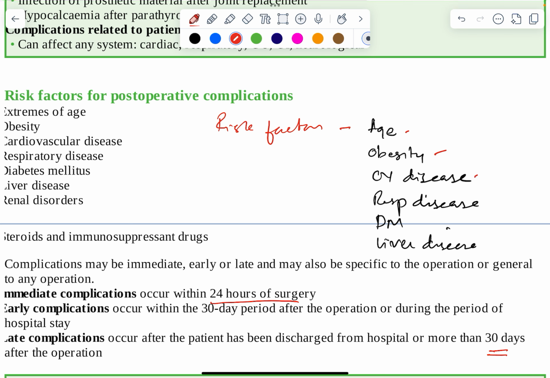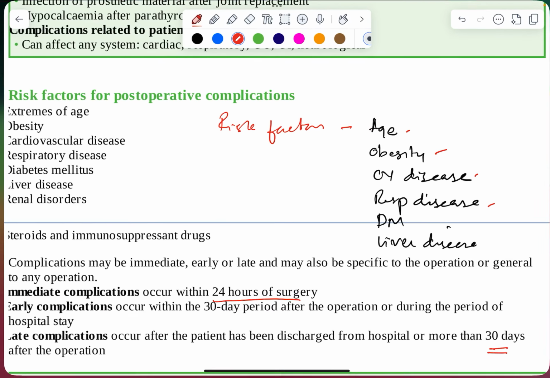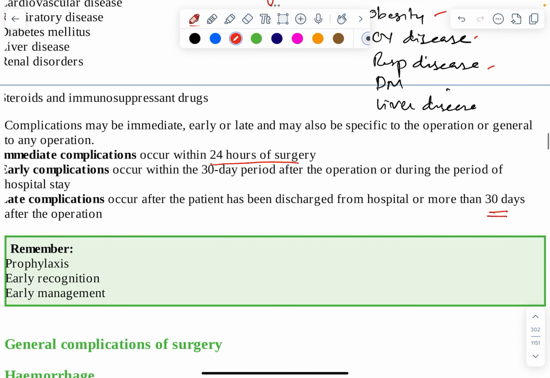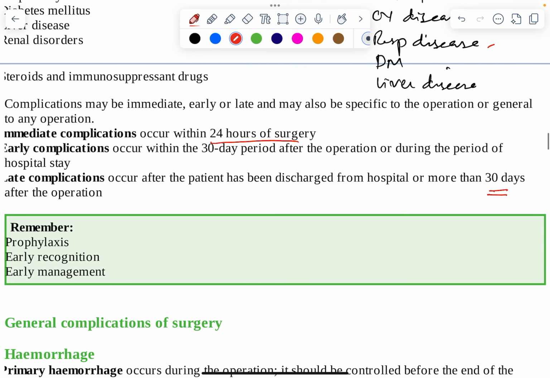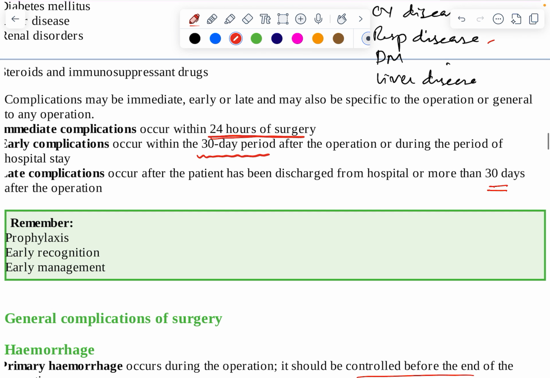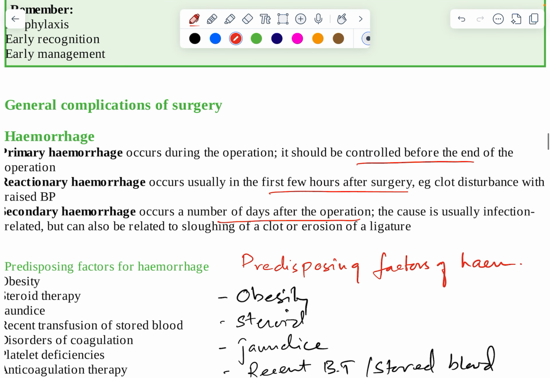The risk factors are age of the patient, obesity, cardiovascular disease, respiratory disease, diabetes, and so on. So complications may be immediate or early. Immediate complications occur within 24 hours after surgery. Early complications occur within a 30-day period, and late complications are those more than 30 days after discharge from the hospital.